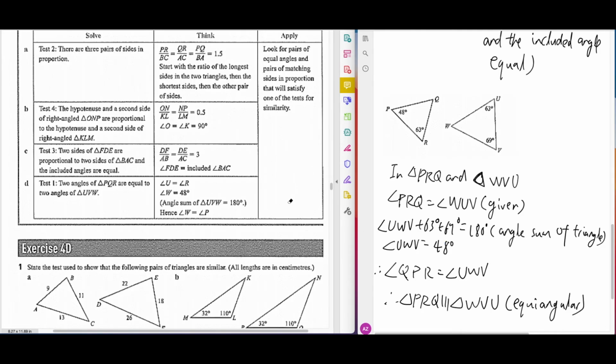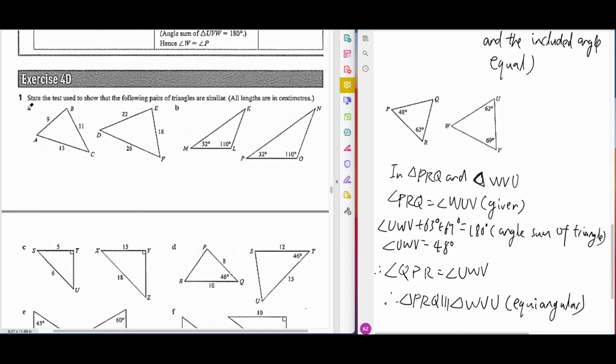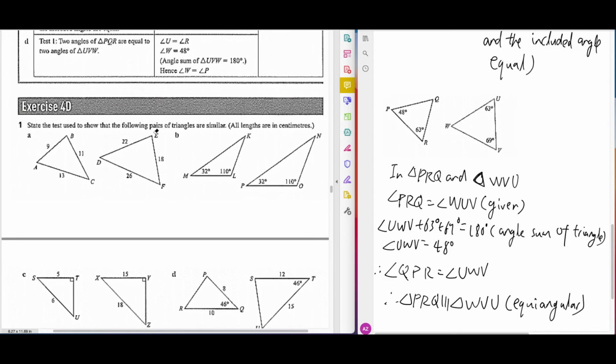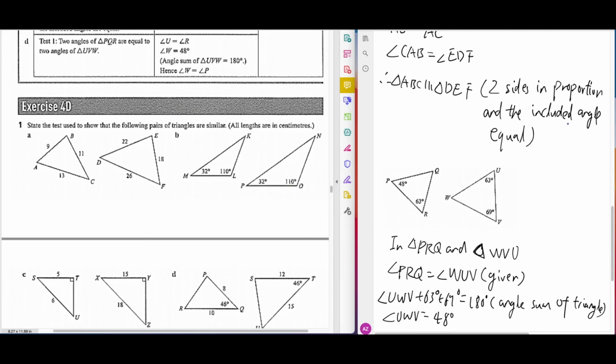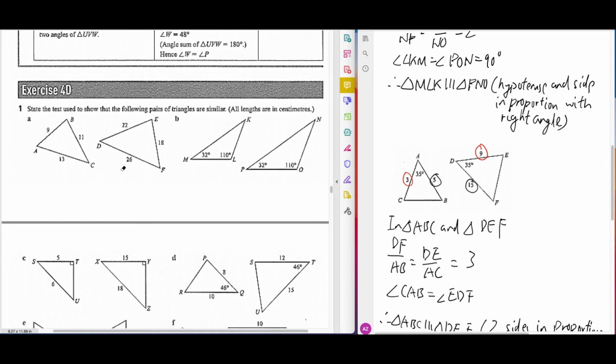I'm just going to go through some of these questions and see if I need to go through any more of these. Now, question 1 just says state the test to show that the following pairs of triangles are similar. So you just need to give this reasoning. You can say it's either equiangular, or two sides in proportion, or hypotenuse and side. So that's how you can do one. Now, make sure you do some working out for the ones to check what the ratios are.